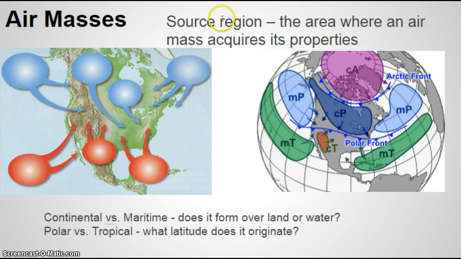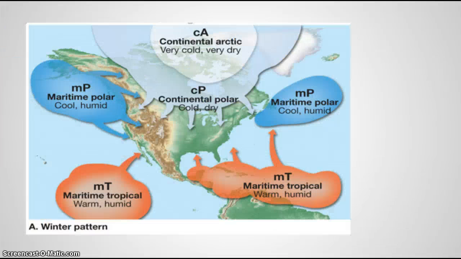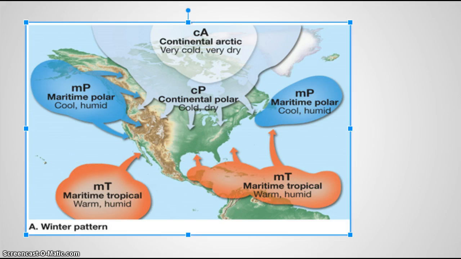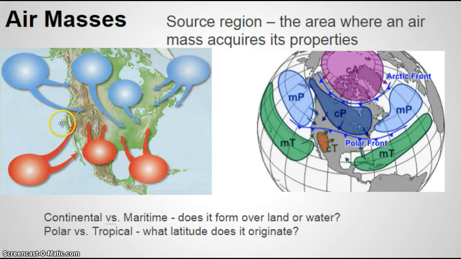So the source region is the area where an air mass acquires its properties. Very key to making sense of air masses. We have to find out where they are from, because that will determine what their conditions are. If you look at the handout you have in your binder, you'll see several different pictures you can make sense of. It looks like this one here. So let's look at these. You can fill these out as you follow along.